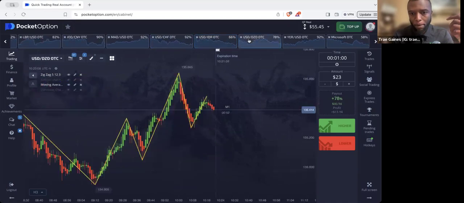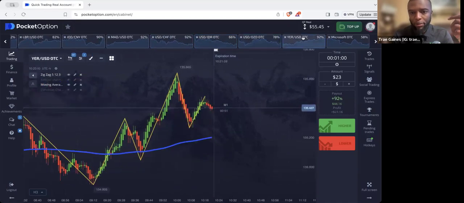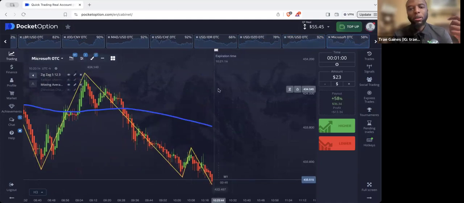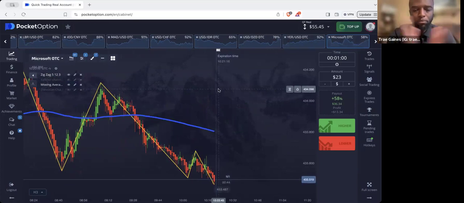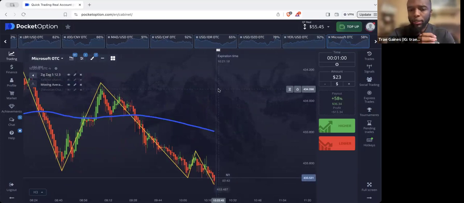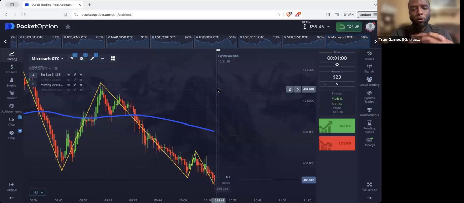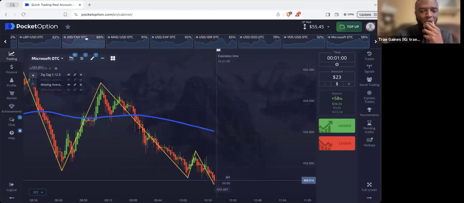sell, buy, buy, sell. Okay, so that's that in a nutshell. That's the first thing I look at when I'm getting in the chart. I need to know if it's above or below, so I know if I'm looking for a buy or a sell.